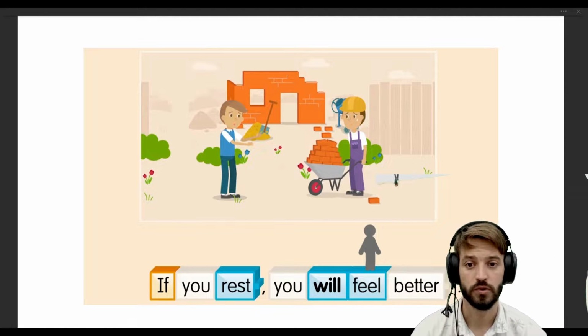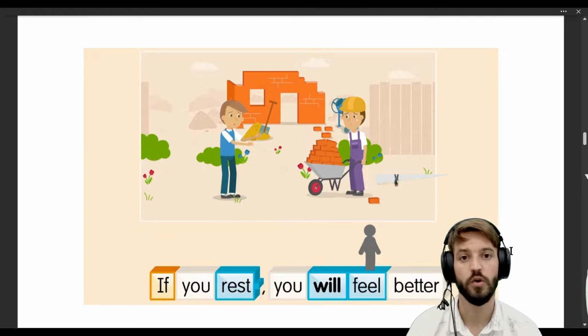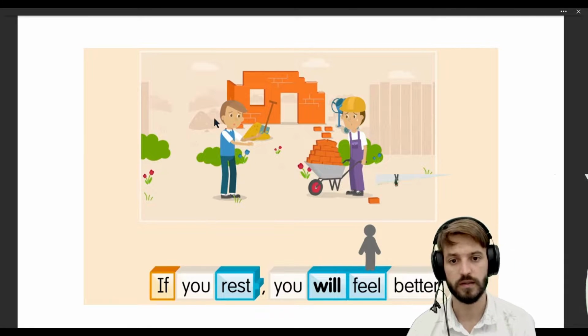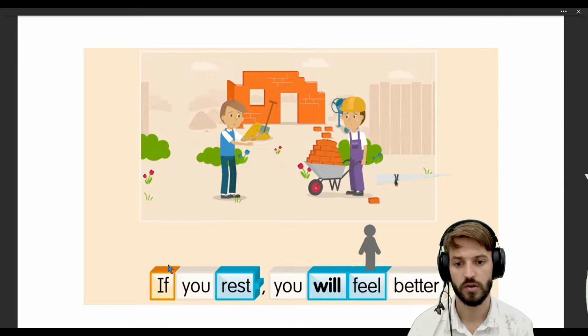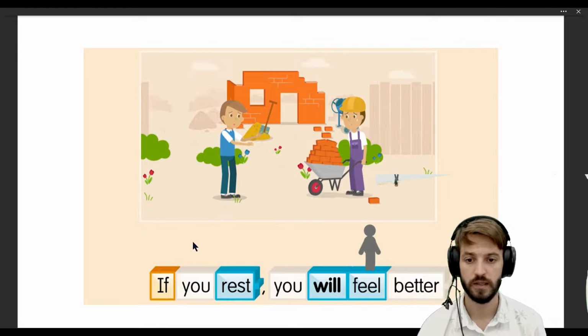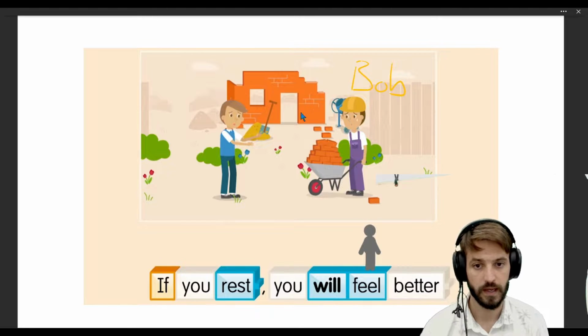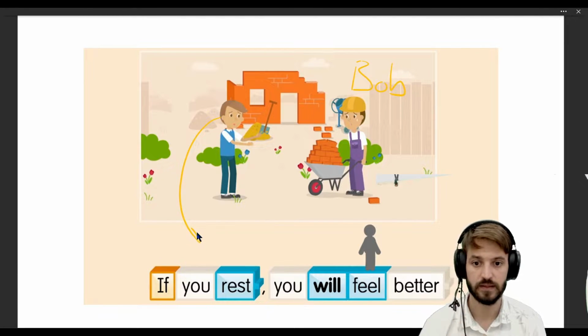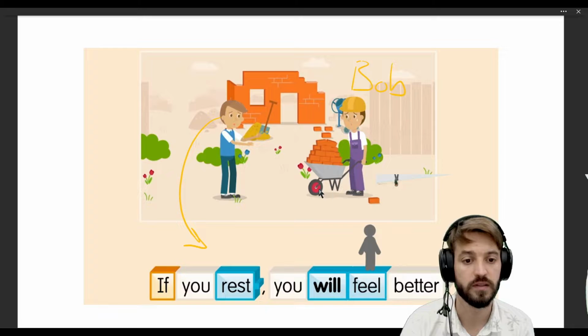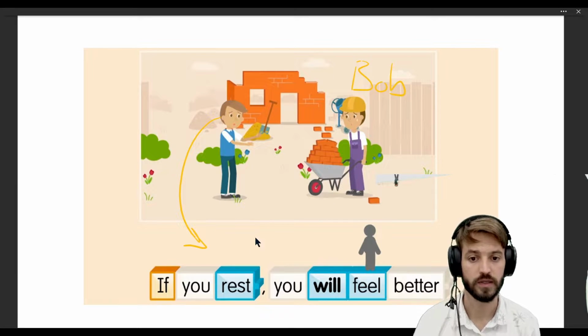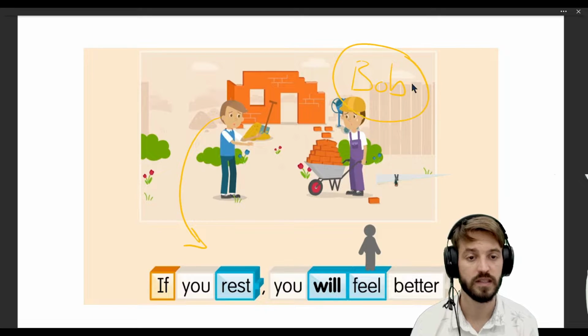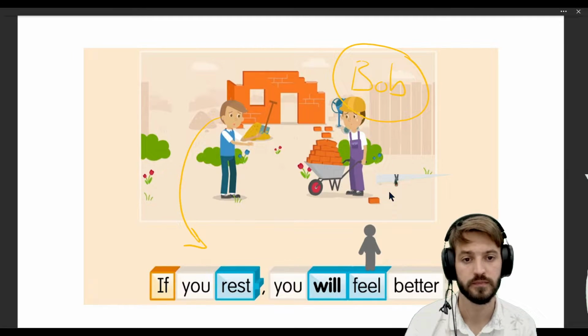I'm just going to go through our homework, what to do for homework for today's lesson. The lesson on the first conditional, so if and may or might. So if you rest, remember this is Bob the Builder, and this man is saying, if you rest, you will feel better. There we go. Okay, so if Bob rests, he will feel better.